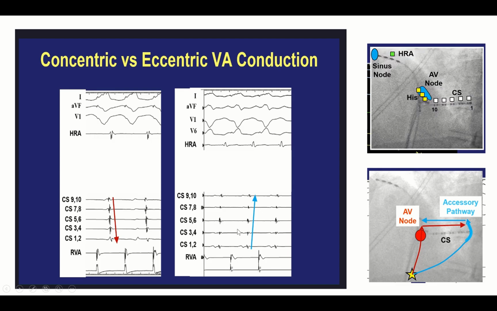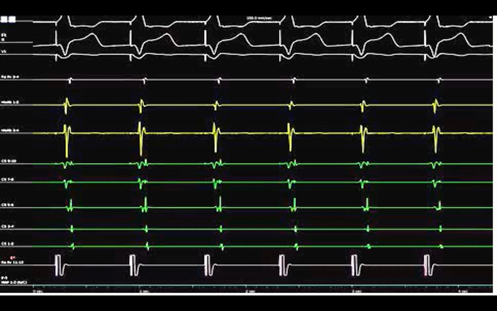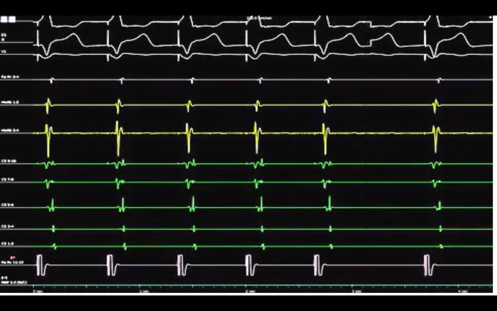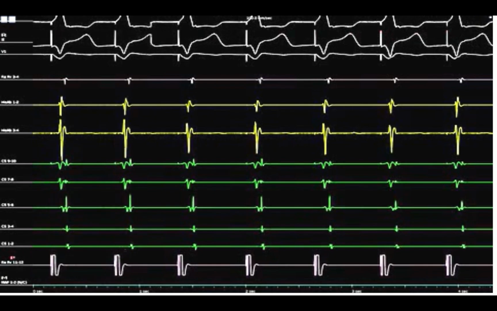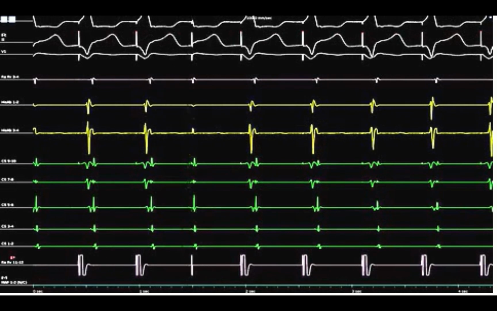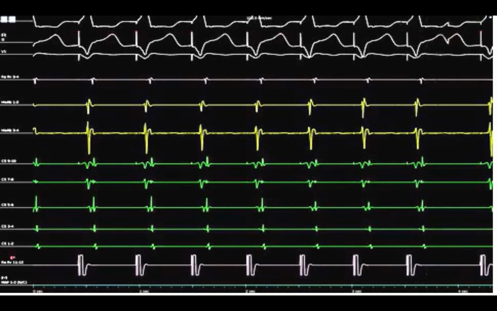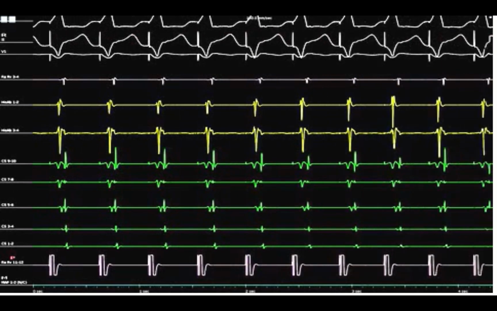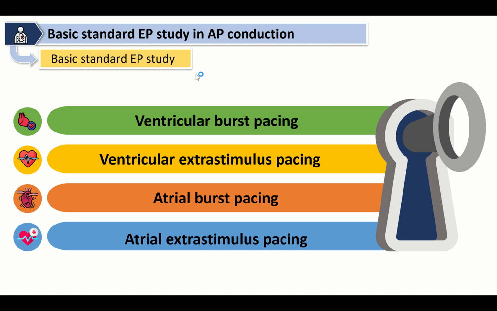The blue arrow, we can see earliest activation, CS 1-2, and CS 1-2 is activated earlier and ahead from CS 9-10. And this is an example where we can appreciate ventricular pacing to see and discriminate, is it nodal conduction or extranodal conduction, is it septal accessory pathway or left lateral accessory pathway.